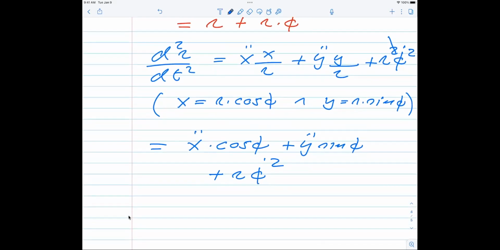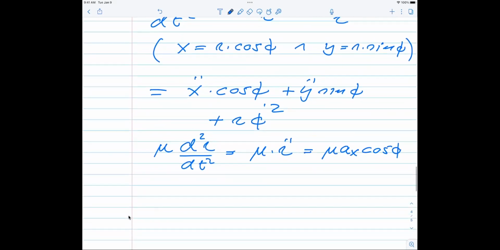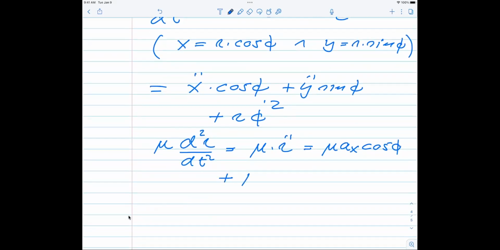If I multiply with this relative mass, mu times d of r of dt, there are no vectors here anymore. So this is mu times r second derivative. And this is mu times ax times cosine of phi plus mu times ay times sine of phi plus this r times phi times mu here.